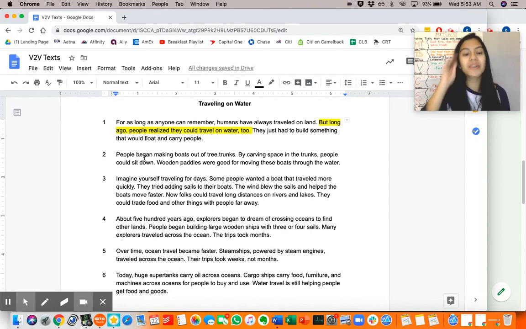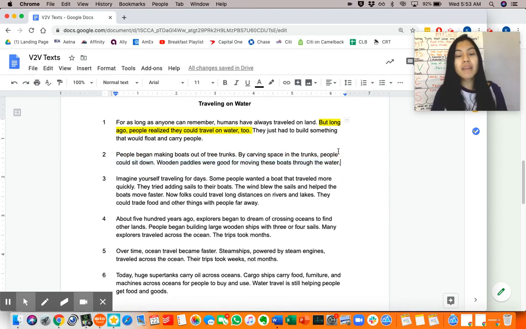Paragraph 2. People began making boats out of tree trunks. By carving space in the trunks, people could sit down. Wooden paddles were good for moving these boats through the water.